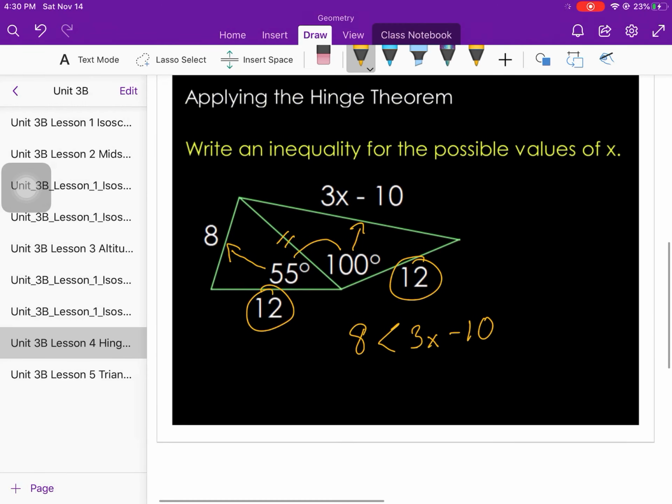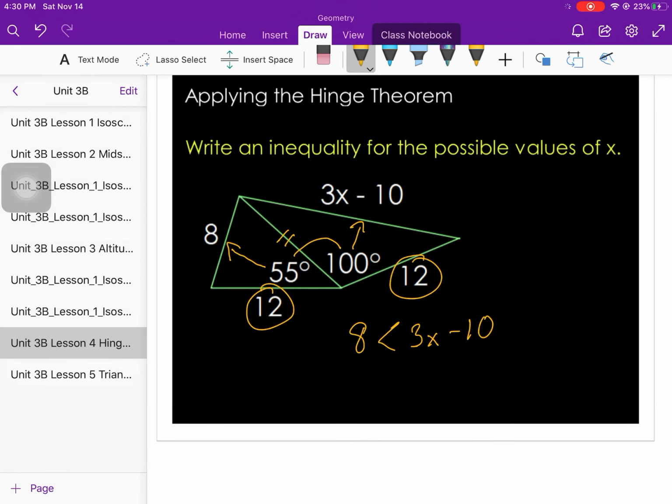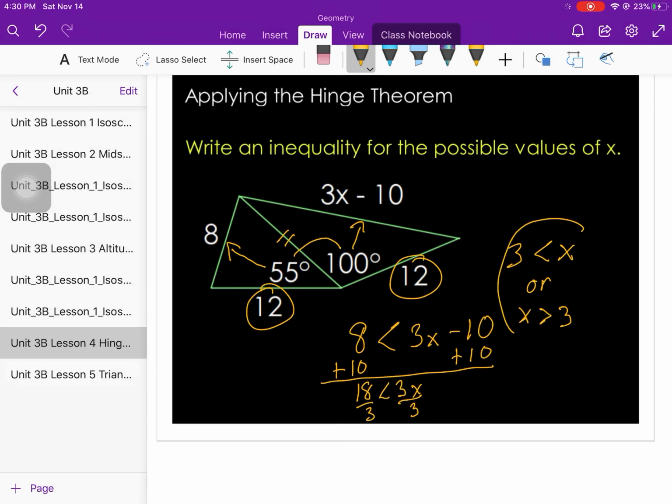And if you recall, when you do inequalities, you can do the exact same thing. To get x by itself, we would add 10 to both sides. We get 18 is less than 3x. Then we would divide by 3, and we get 3 is less than x, or if you did it the other way, technically x is greater than 3. Either one of these works, all right? But what this is saying is the value of x has to be bigger than 3.